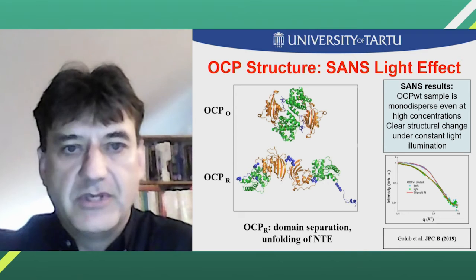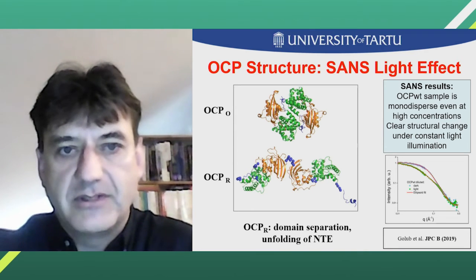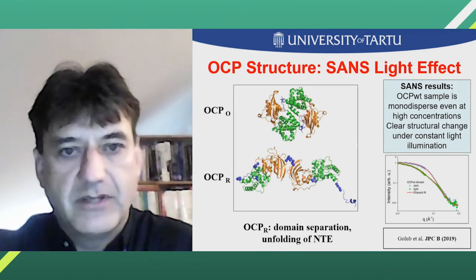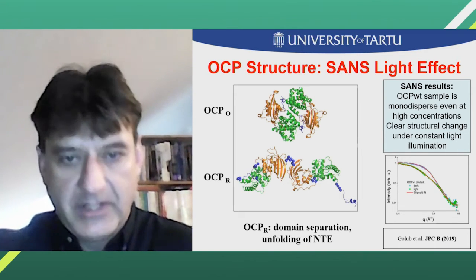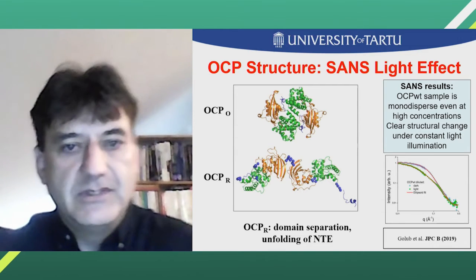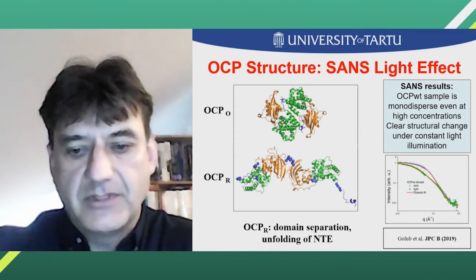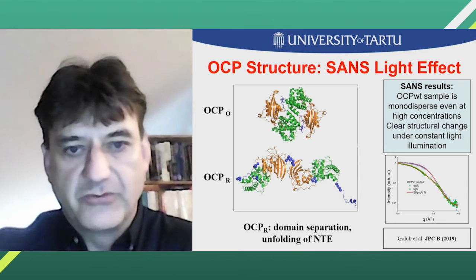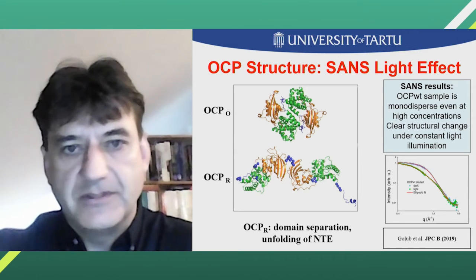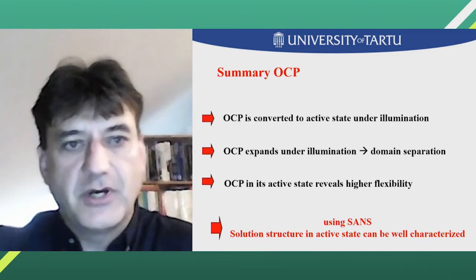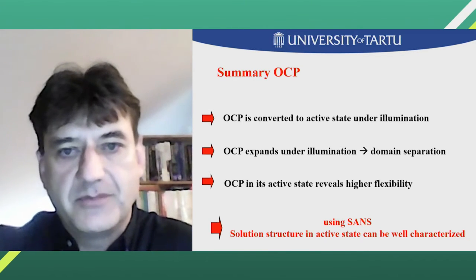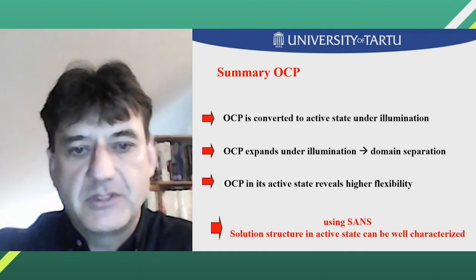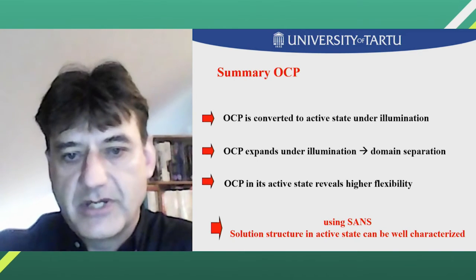And the dark sample nicely fits with the dimeric ground state crystal structure, while the active state structure appears to be expanded. And you can model the separation of the two domains with software tools available from Dimitri Svergun's group at DAISY. So to summarize this part, we managed to convert OCT to its active state under illumination, and we can see a domain separation with this experiment, so we can well characterize the active state.